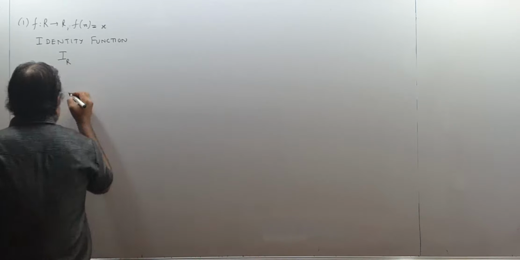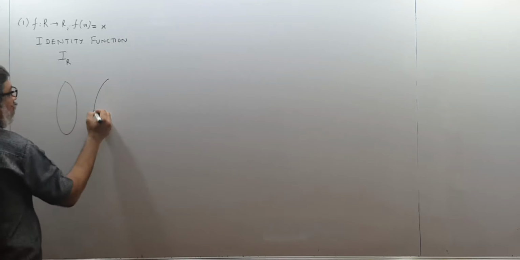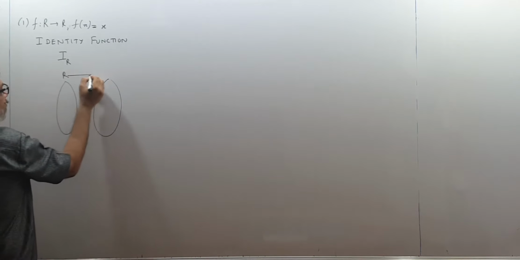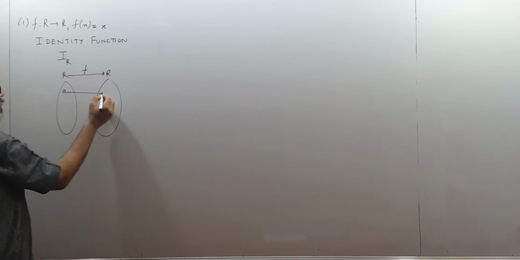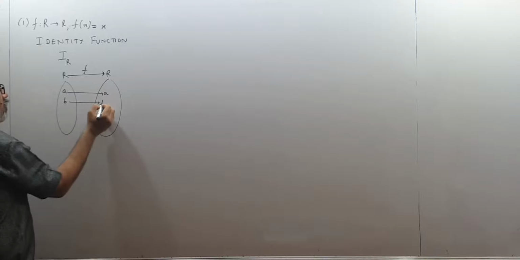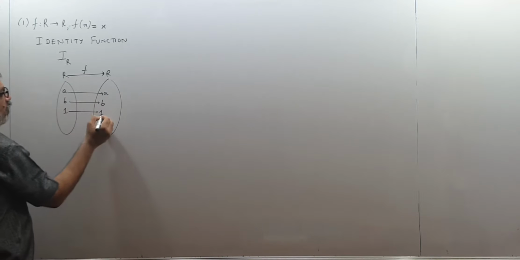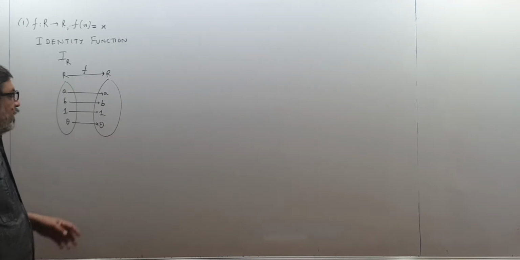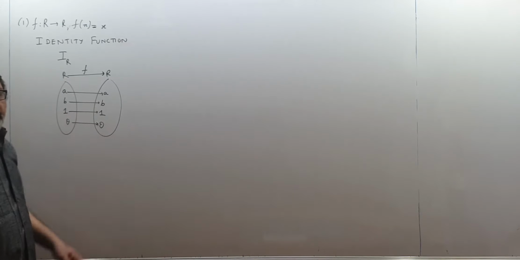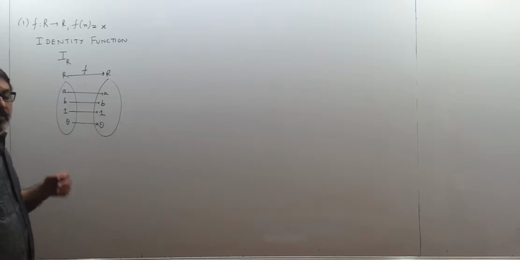So if I am having a function like this from R to R, this is an identity function, supposing. So a will correspond to a, b will correspond to b, 1 will correspond to 1, theta will correspond to theta, like this you have to think. Every element will correspond to itself. Then it is called an identity function.